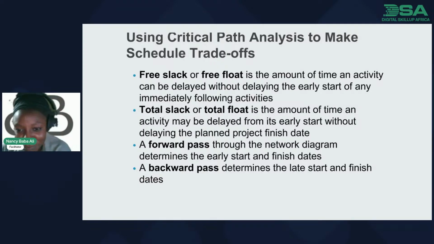Thank you. So, using critical path analysis to make schedule trade-offs: free slack or free float is the amount of time an activity can be delayed without delaying the early start of any immediately following activities. Total slack or total float is the amount of time an activity may be delayed from its early start without delaying the planned project finish date. A forward pass through the network diagram determines the early start and finish dates. A backward pass determines the late start and finish dates.